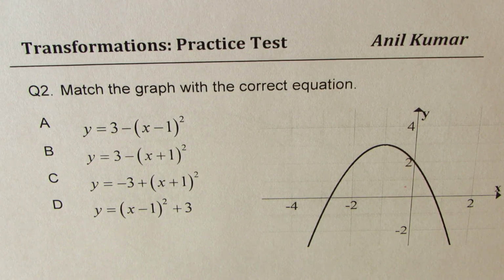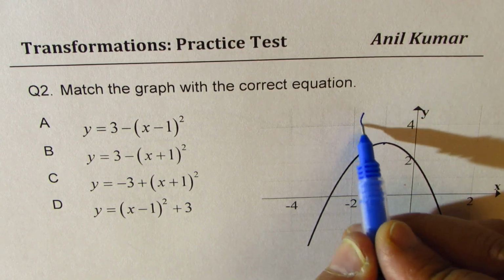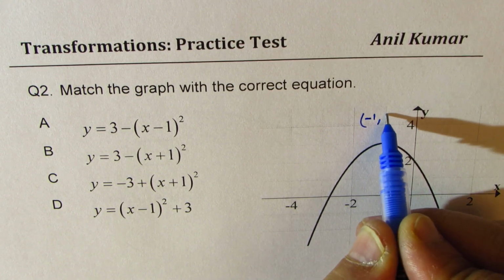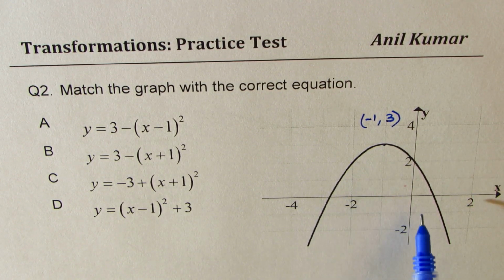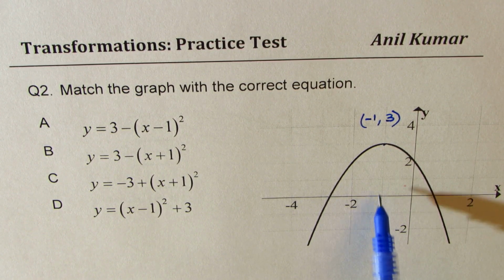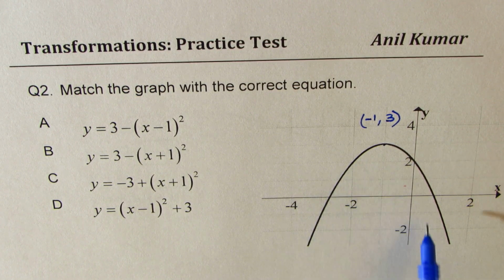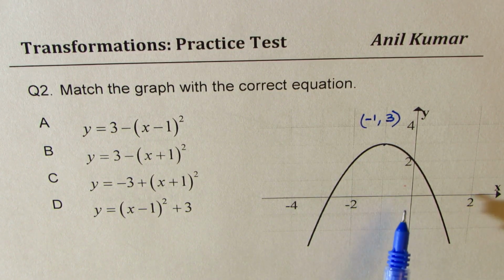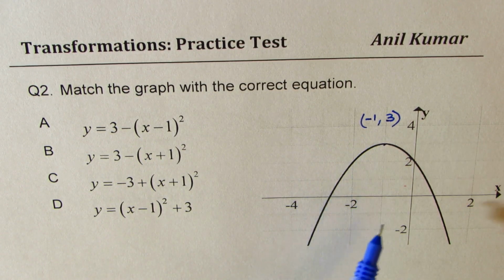Now here is question number 2. You can now pause the video, answer the question, and then check with my solution. In this particular case, the vertex has moved to the point which is minus 1, 3. That means that the graph has moved left by 1 unit and up by 2. As far as the reflection is concerned, it is reflected on x-axis. So we are looking for negative of that opening downwards, right?